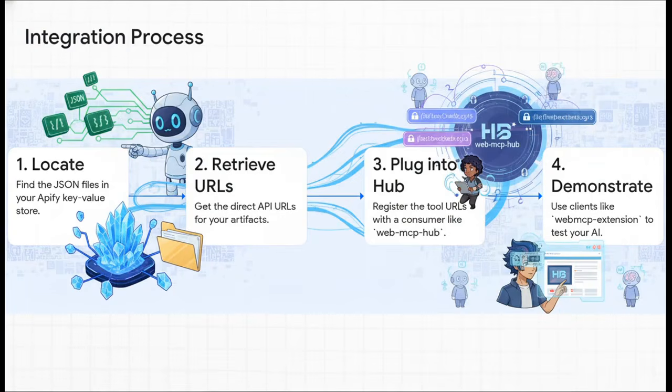And look, the process is super straightforward. You find your generated files in Apify, you grab their unique URLs, you paste those URLs into the hub to register them, and then you can immediately start using a client, like that browser extension, to test out your AI's new powers.